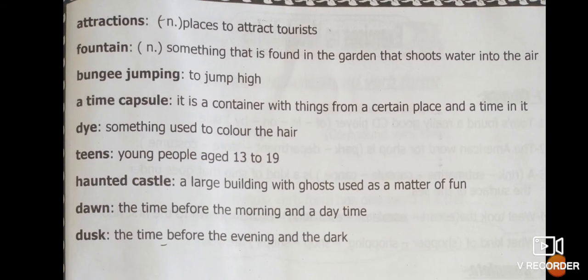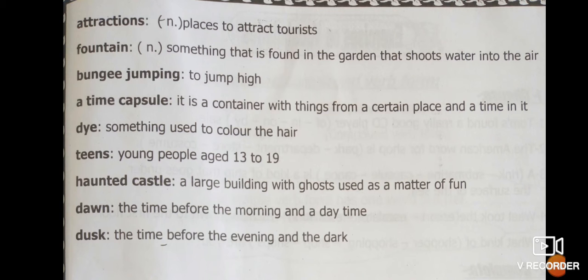Okay. Attractions, places to attract tourists. A place where we can see tourists, okay, we call it attractions. Fountains, something that is found in the garden that shoots water into the air. Bungee jumping, to jump high. A time capsule, it's a container with things from a certain place and a time. It's a container with things from a certain period and time in it.